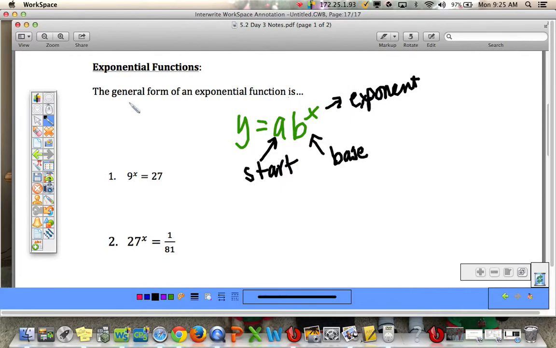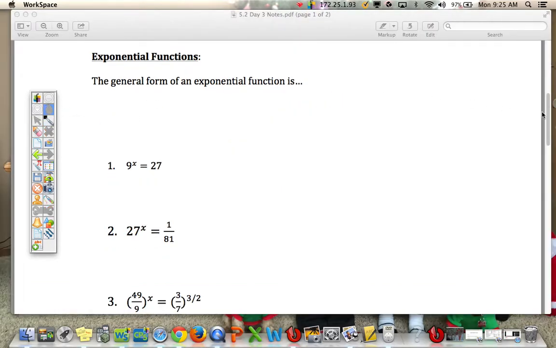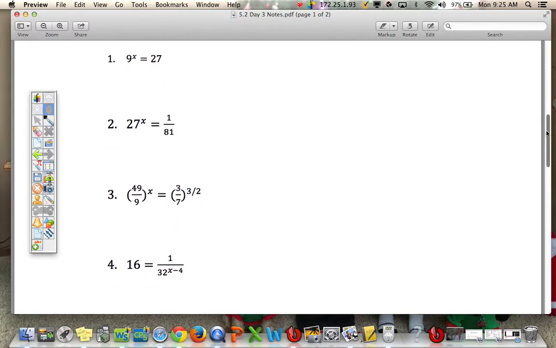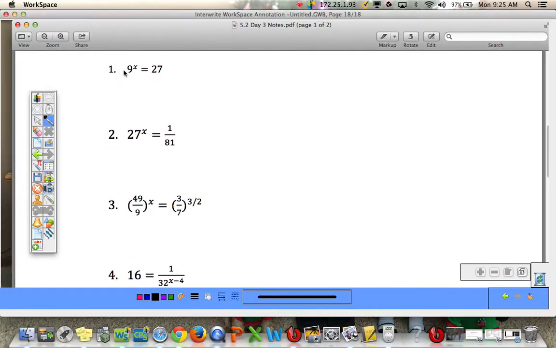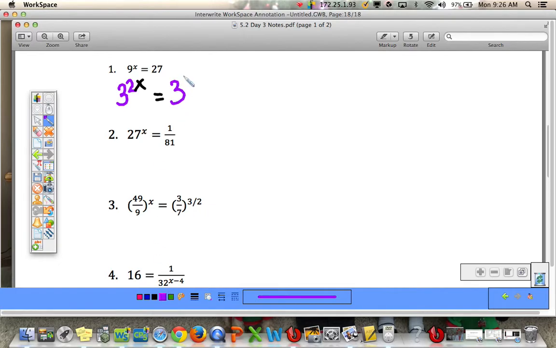So let's just do a few more finding a common base, and then we will get to something called a power function. So number 1, 9 and 27. What's a common base for 9 and 27? If you think back to day 1, we wrote down a bunch of base 2, base 3, and base 5 exponents, so you can look back at that page. We know that 9 is the same as 3 squared. Don't forget the x in the exponent, and that equals 27, which is the same as 3 to the 3rd power.